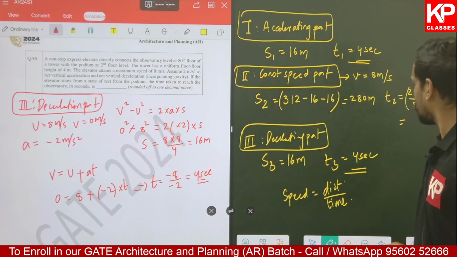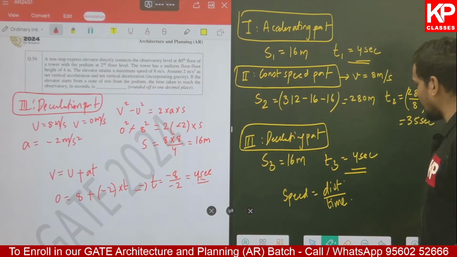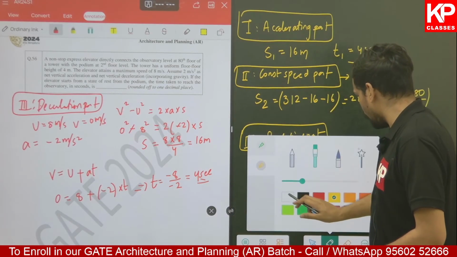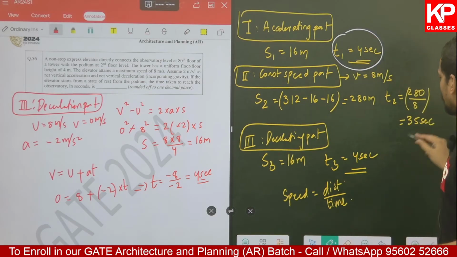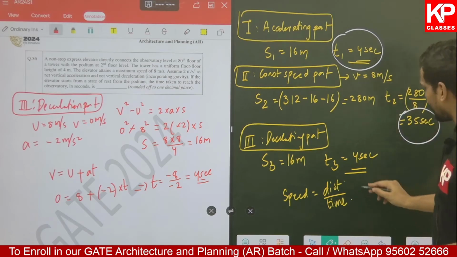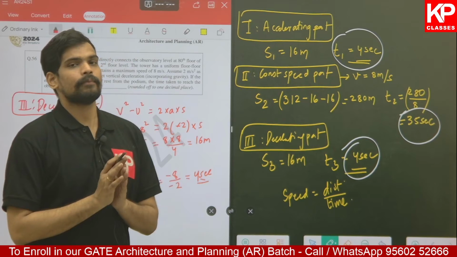35 it is, right? So this is taking us 35 seconds. So we have solved all the 3 legs of the movement of the elevator. Initially it is accelerating for 4 seconds, moving at a constant speed for 35 seconds, and is decelerating again for 4 seconds. What is the total time for the lift's movement?